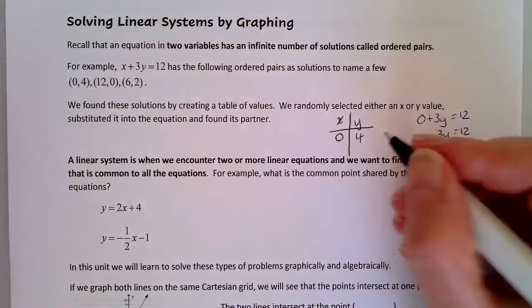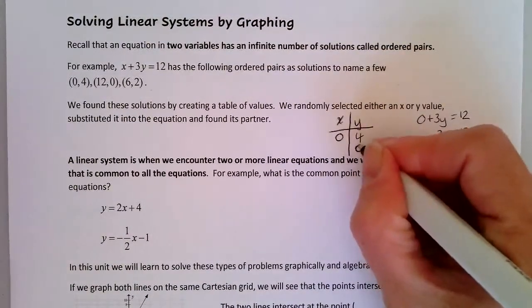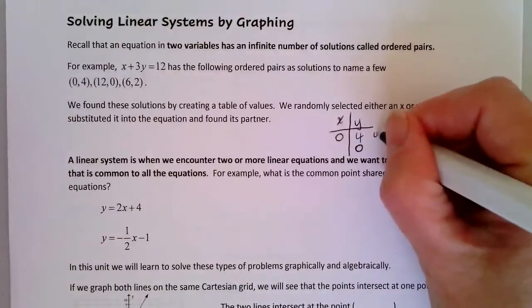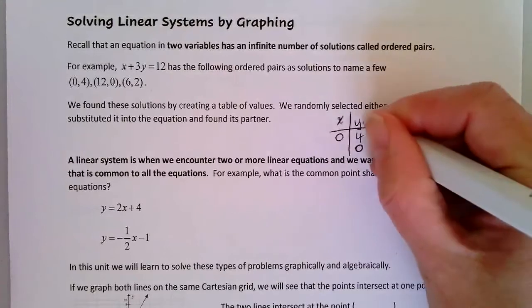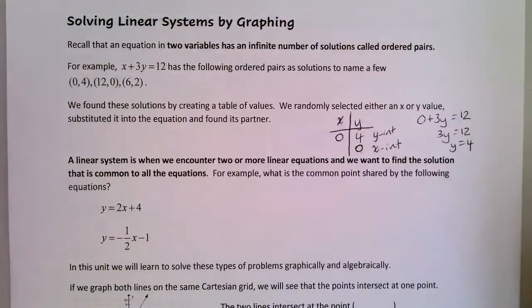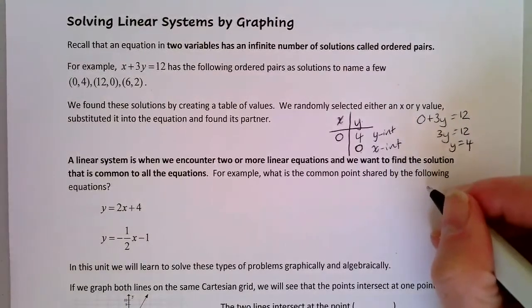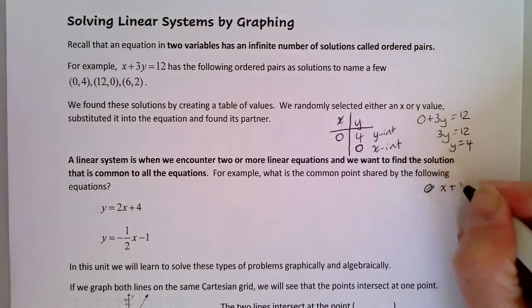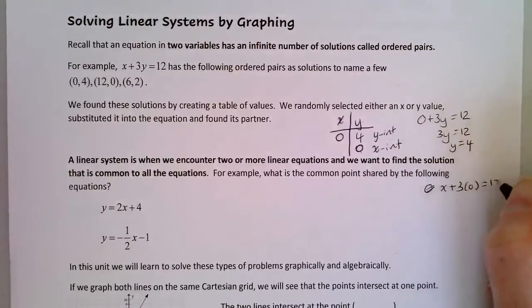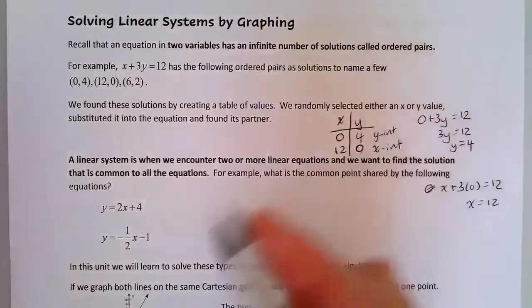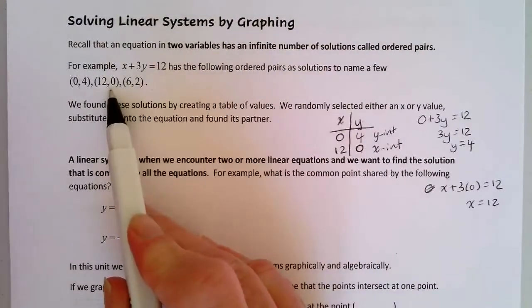Likewise, I would choose a y value equal to 0, because again, when x is 0, we're finding the y-intercept. And when y is equal to 0, we are finding the x-intercept. So I'm just going to skip down here. I would say x is 0, y is 0. So we have x plus 3 bracket 0 is equal to 12. So x is equal to 12. And so that's how I came up with this (12, 0).